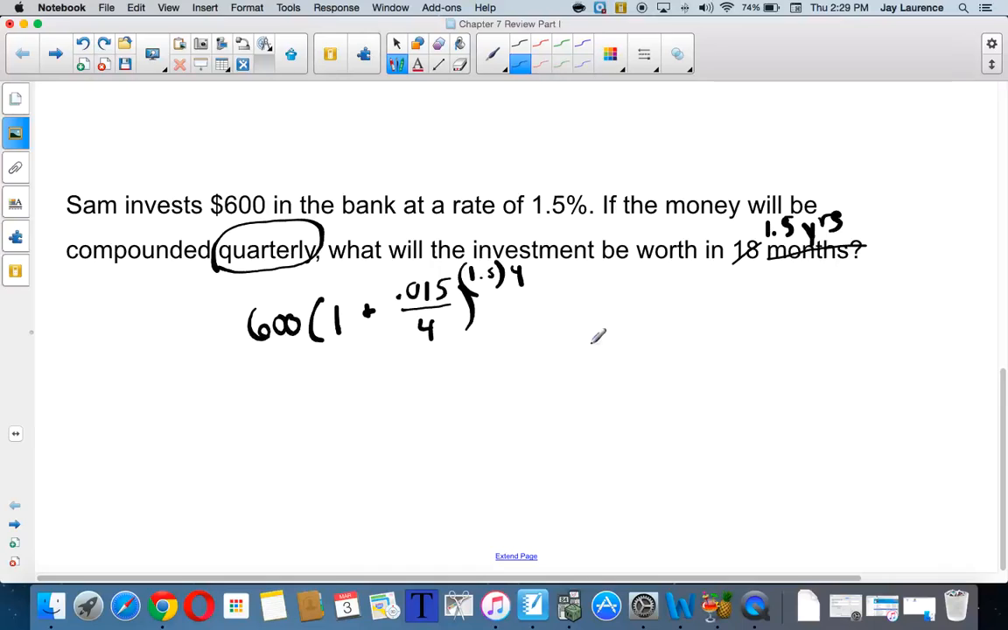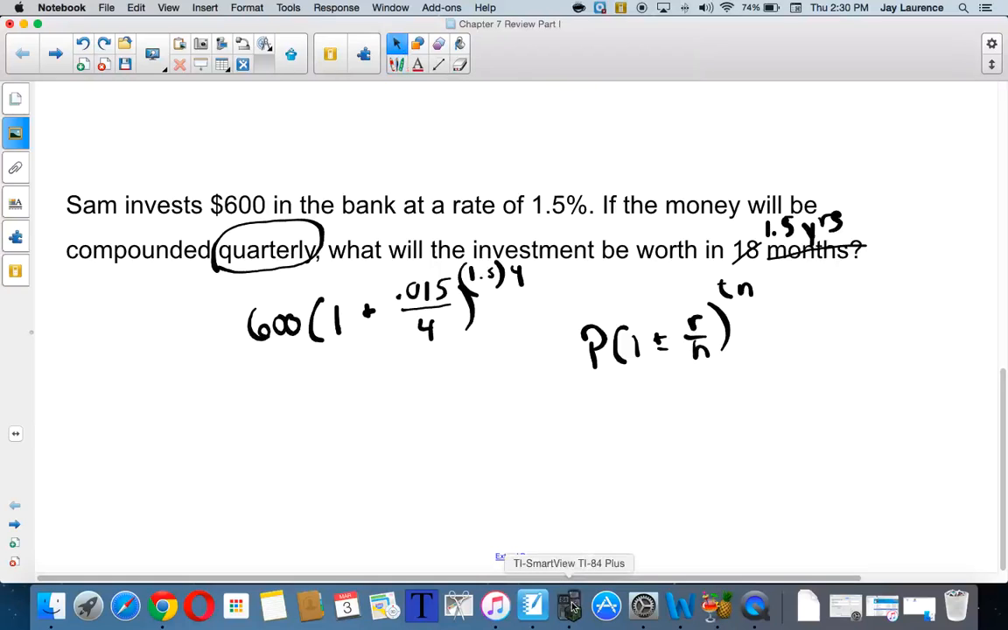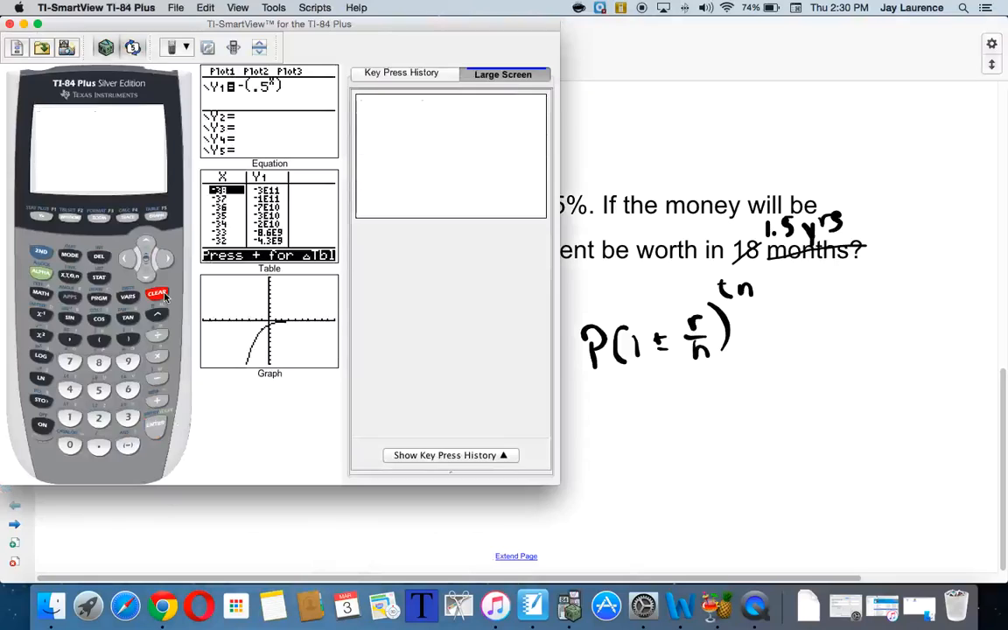The official formula is P times quantity of 1 plus or minus R divided by N, where N is the number of compoundings per year, and raised to the power of T times N. Okay, but that's how it'll look. Now, if I go to my graphing calculator at this point, by the way, I know that 1.5 times 4 is 6, right? So I'm going to go to my graphing calculator, and let me clear this off.